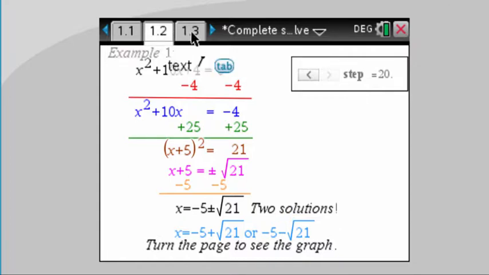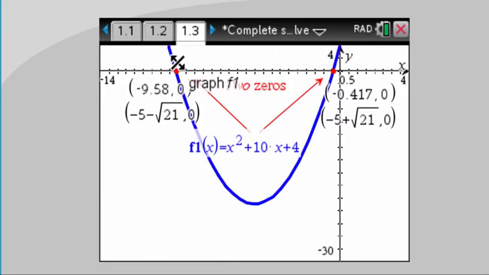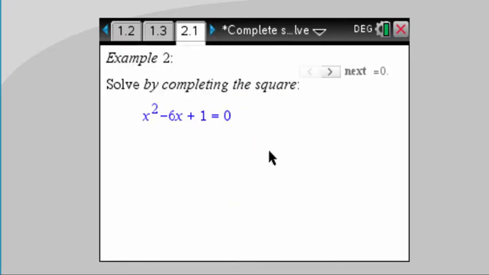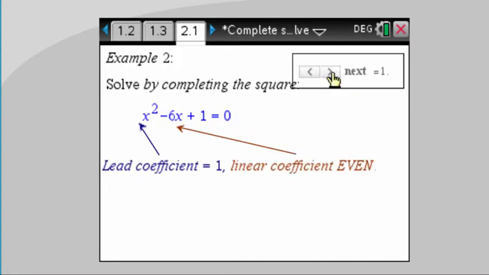So if you go to the next page, you can see on the graph what those 2 zeros are. They both have decimal equivalents, yucky numbers, irrational numbers, but there you have it. Okay, next, again, solve by completing the square.